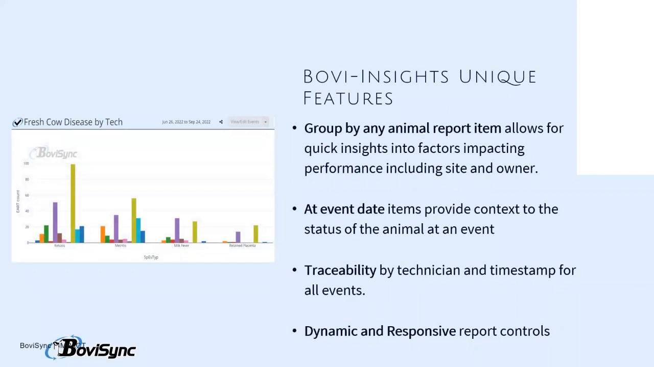So we refer to the reporting system as Bovi Insights. I will have many reports that highlight the group by feature. It really allows you to compare different groups of animals, pen performance, even down to or up to a pen level. And then that traceability component, when we've adopted the mobile app, we gain that information of when things are actually happening.